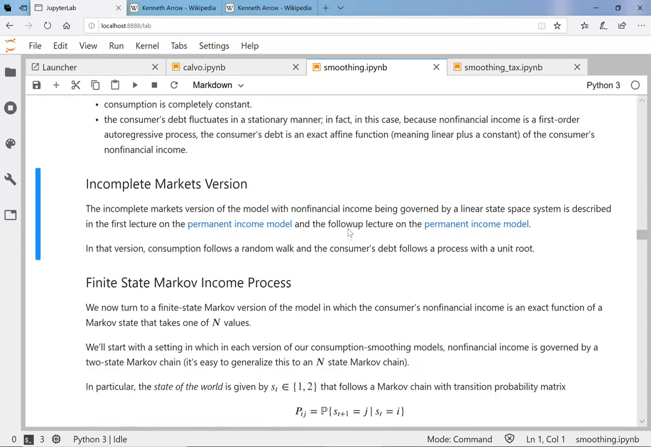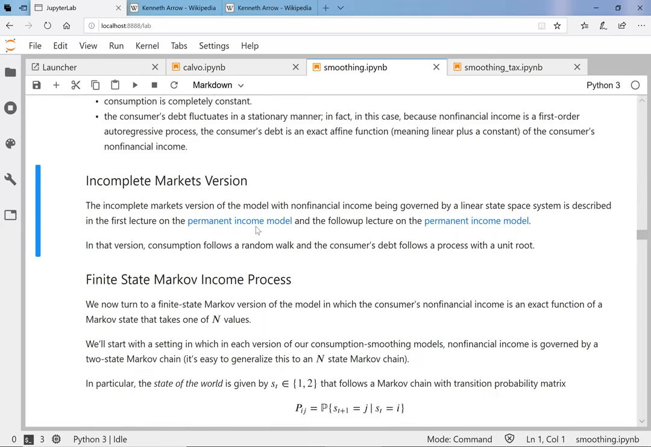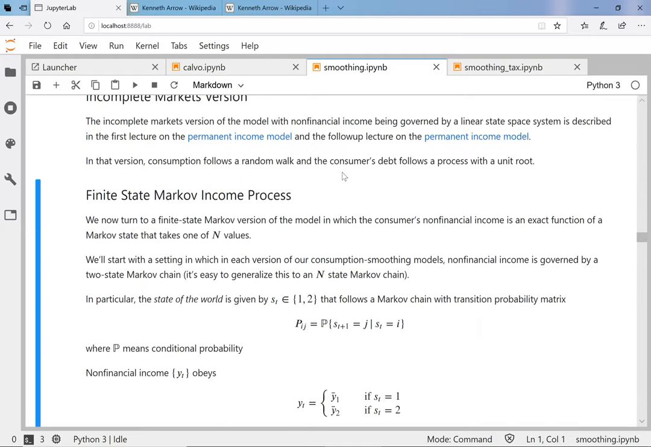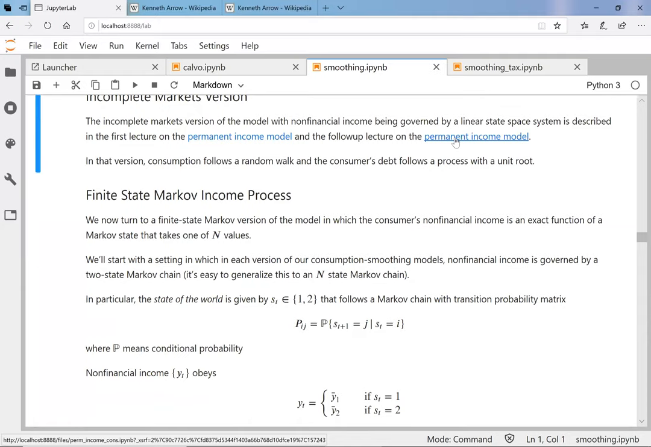So the incomplete markets model version of this is given in another lecture. That's the celebrated version of the Hall model, in which consumption is a random walk. You can't completely smooth, and the best you can do is make consumption a random walk. And there's these two quantecon lectures. Let's say, if I hesitate to do this, I'm going to push this button and see what happens.